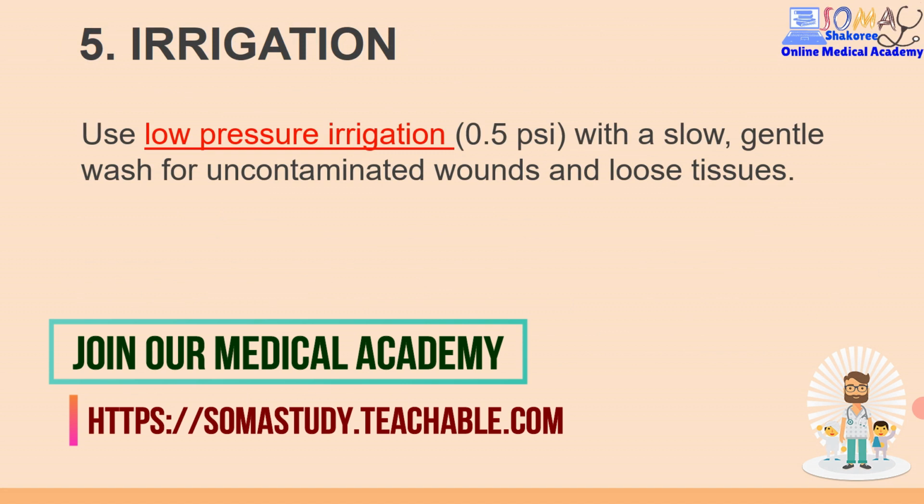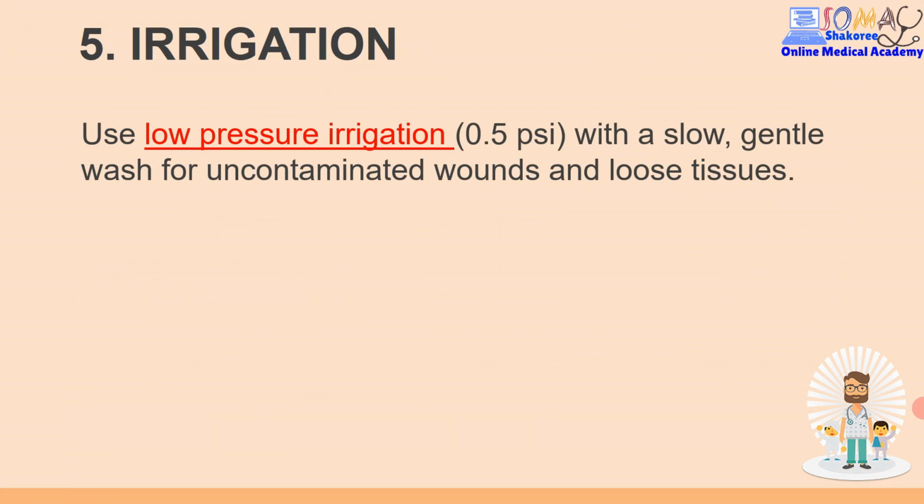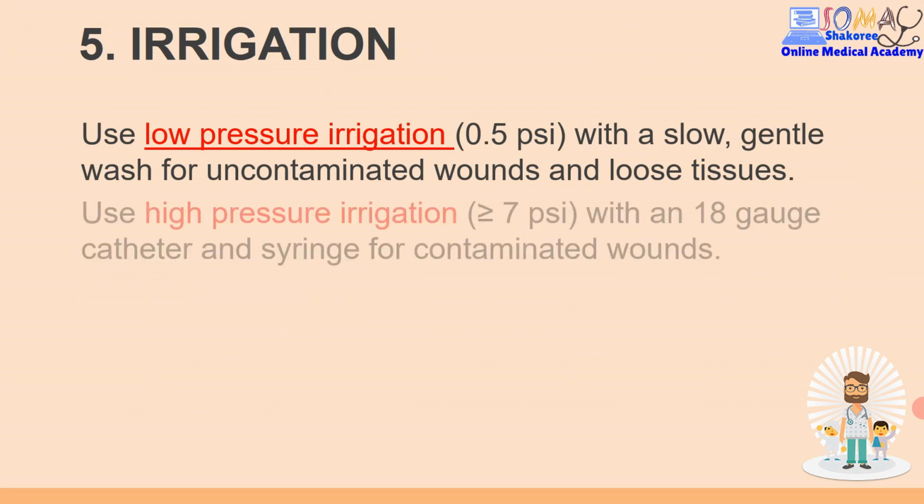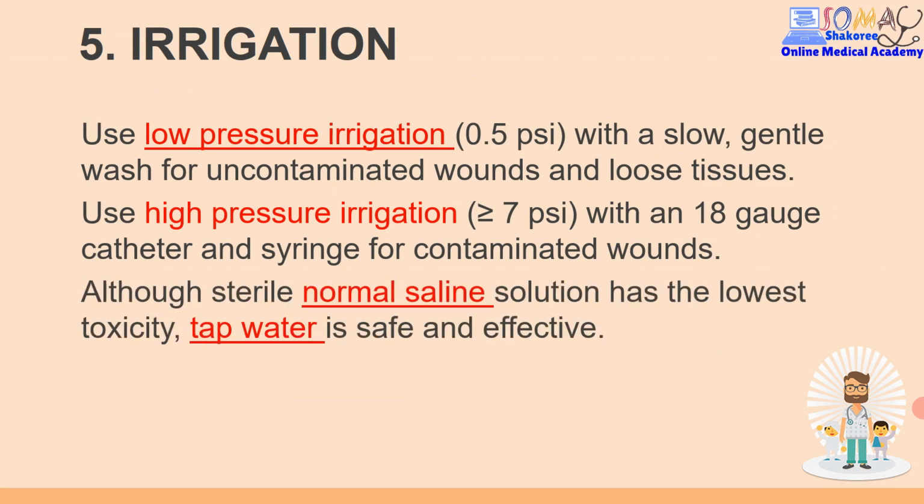Use low pressure irrigation if you have uncontaminated or clean wounds. Just like if you have normal saline, just let the fluid go easily to the wound. While if you have a contaminated wound, we need someone to apply pressure to make high pressure. Unfortunately, we don't have a device to ensure that we are giving 0.5 psi or 7 psi. So if you have a contaminated wound, you will use high pressure irrigation. And if you have a non-contaminated wound, just let the fluid go loosely to the wound.